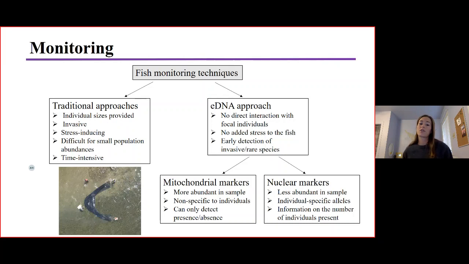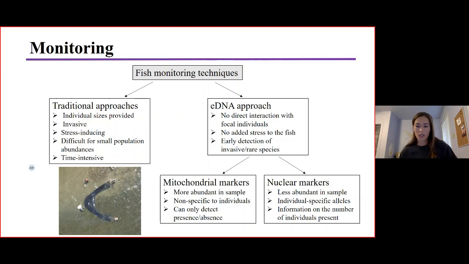And more specifically, with environmental DNA, up until now, researchers have been using mitochondrial markers. Each cell has a high copy number of mitochondria, so that means that there's a lot more mitochondrial DNA within each cell, as well as within the water sample that you're taking. So it's a little bit more reliable because you do have so much DNA contained in those samples whenever you're looking at the mitochondrial markers. But the caveat to using that is that they're non-specific to individuals. So you can only get an assay of the presence or absence of a species. There's not much more information that's provided.